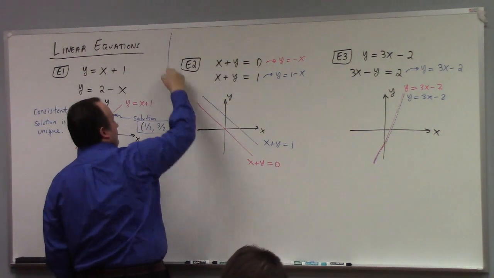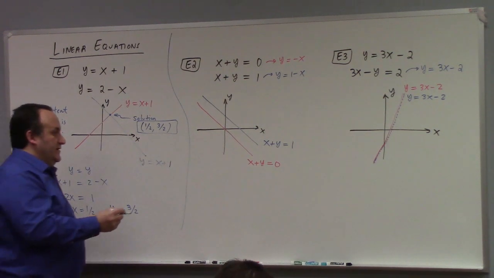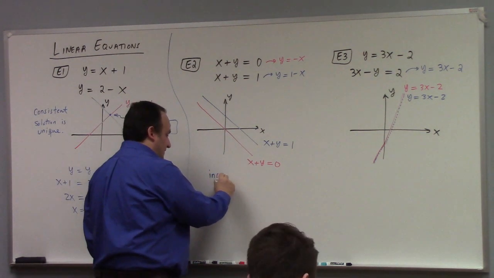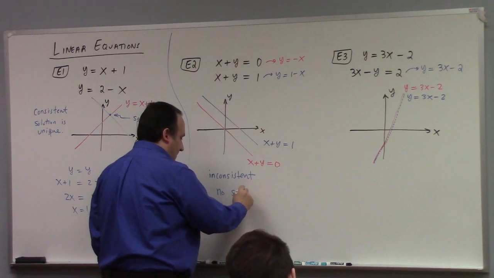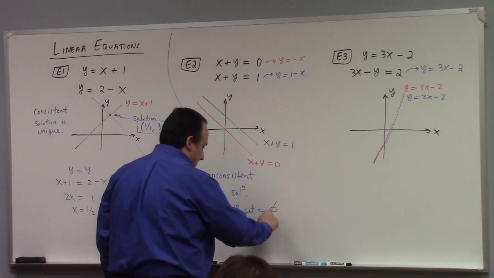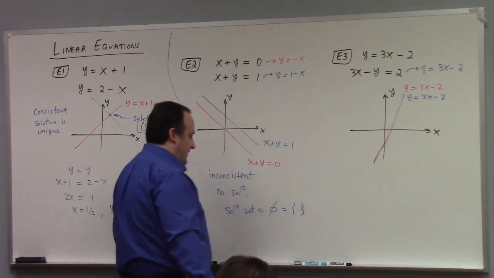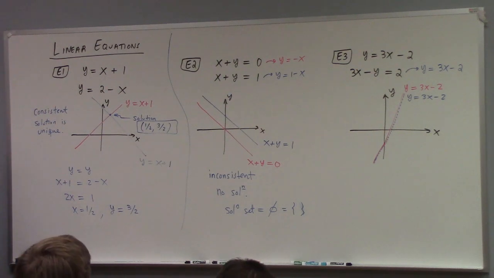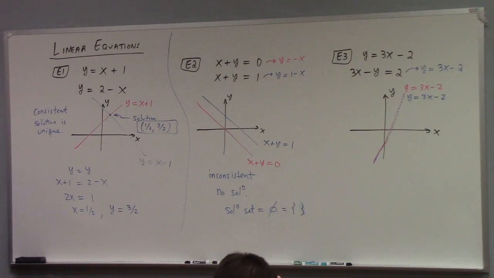Example 2, what's the story here? What's the solution? Is there any point which is common to both of these graphs? Well, no. So this is an example of an inconsistent system. It's inconsistent, and there's in fact no solution. You could say this also, the solution set is the empty set, which maybe you've seen as a pair of curly brackets with nothing in it. I can't do curly brackets at that point on the board, oh well. So that's an inconsistent system. There is in fact no solution.